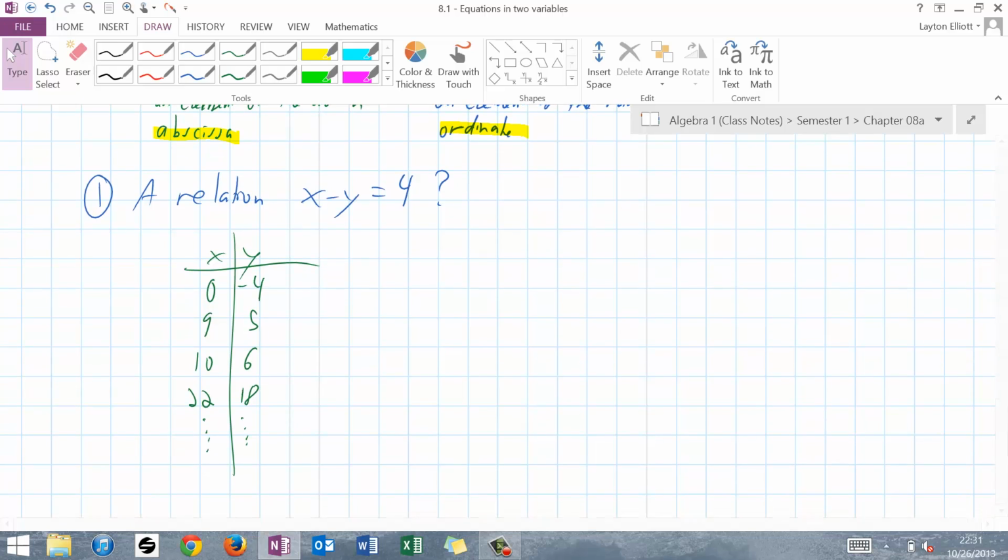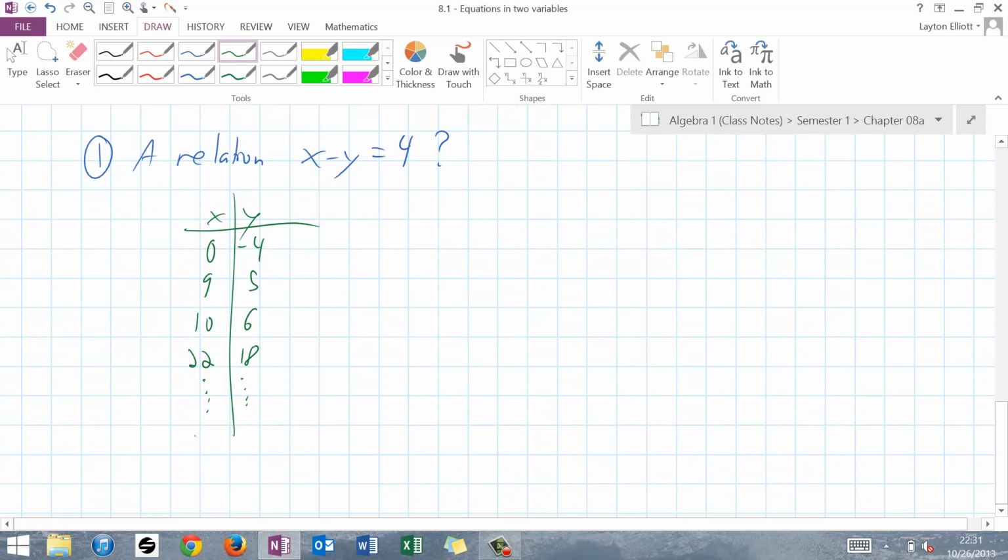I wouldn't even have to do whole numbers. I could do fractions, I could do decimals, I could do irrational numbers. I could do 1.5 minus what is 4? Ooh, that's a little more challenging. 1.5 minus y equals 4. Go ahead and subtract 1.5 from 4, and I would get 2.5. And then y would be negative 2.5.